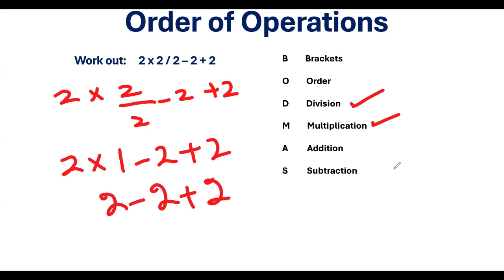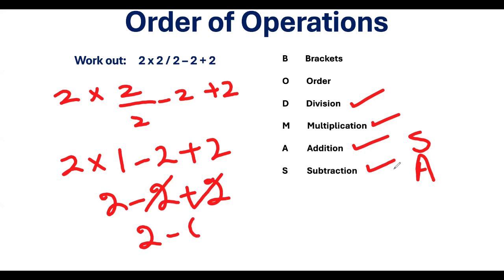Now you have to check for addition or subtraction. Anything can be done first, AS or SA. The answer will be same. So this time I'm doing minus 2 and plus 2. Minus 2 and plus 2 will give you 0, and 2 minus 0 is 2. 2 is the correct answer.